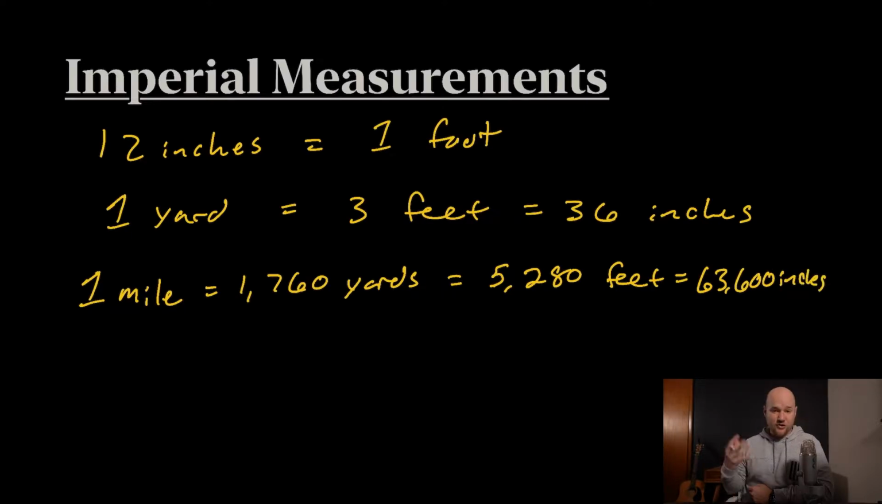63,600 inches. So you can look at imperial measurements and see there's really no rhyme or reason whenever you go between different types of units of measurement. And this is just for length. I didn't even go into mass or any other type of measurement. But this is actually why a lot of scientists and really a lot of the world likes the metric system, because the metric system is so much cleaner and easier to work with. So let's look at that.